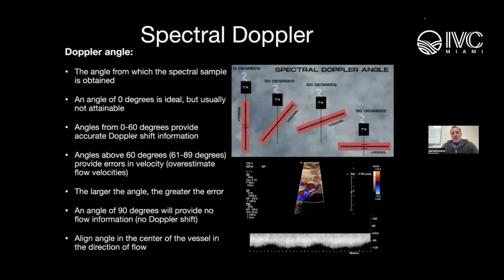Now, let's talk a little bit about the Doppler angle. And you alluded to this at the very onset of this podcast today, and I think that this schematic here really nails the points very well. So the angle from which the spectral sample is obtained, right? An angle of 0 degrees is ideal, but usually not attainable, right? Now, when does zero work?